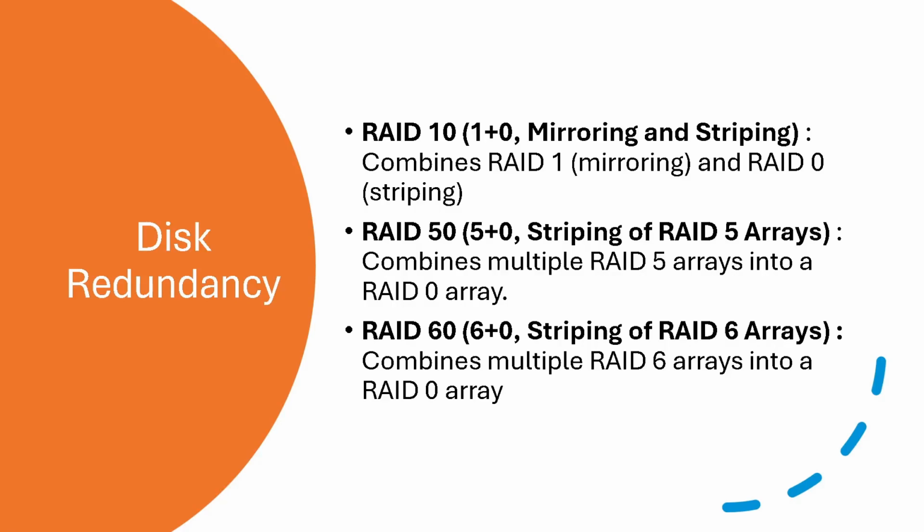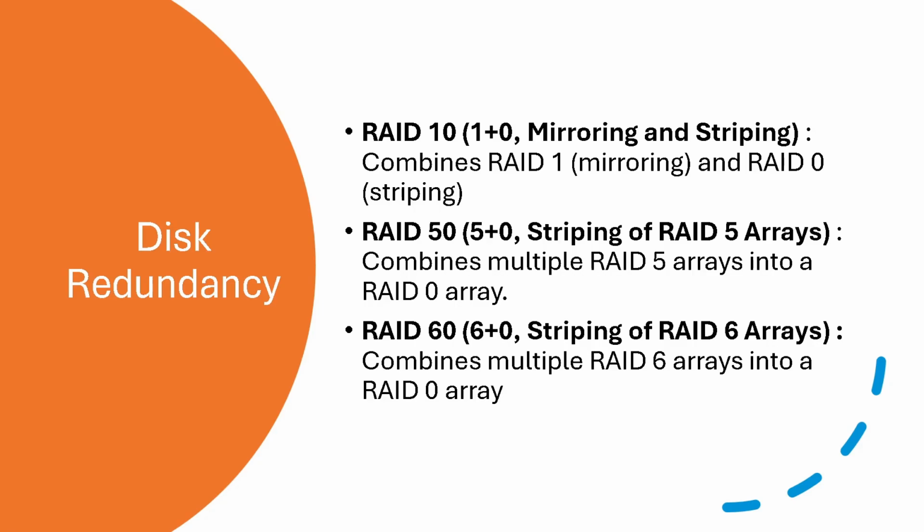RAID level 10, which is essentially a mix of RAID level 1 and RAID level 0, mirroring and striping. It combines both RAID 1 and RAID 0 and offers high performance and fault tolerance, but is expensive due to the need for double the number of disks.